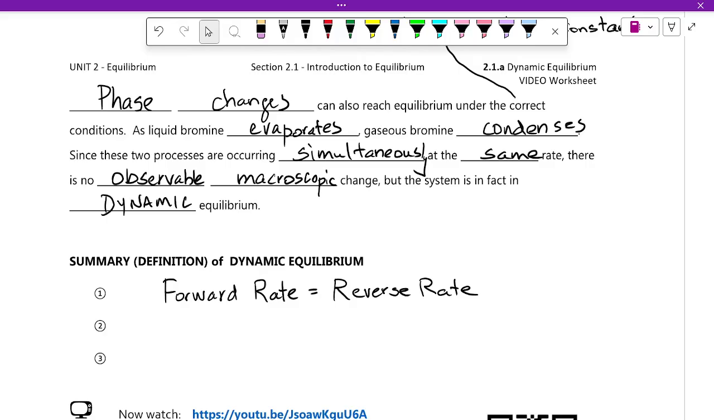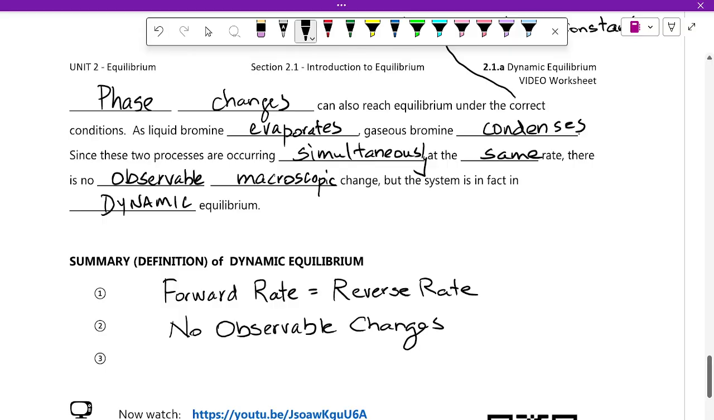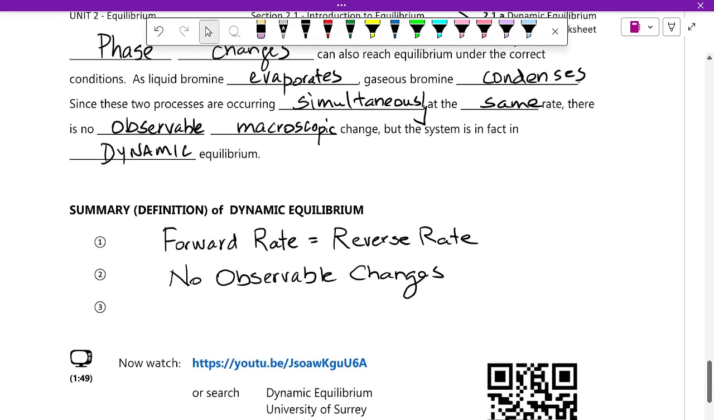Okay, forward rate equals reverse rate. There's no observable changes. The forward reaction and reverse reaction continue to occur.